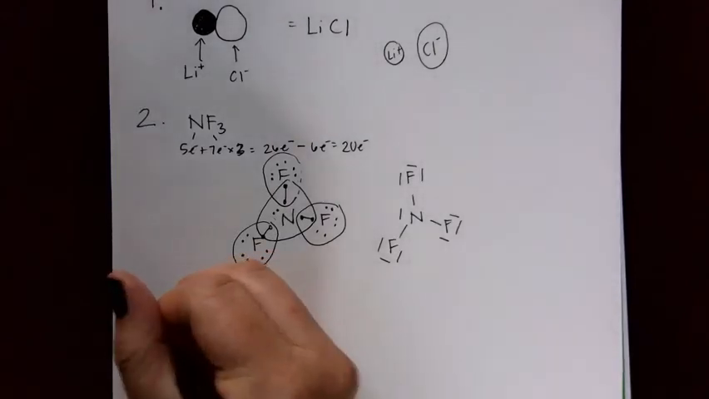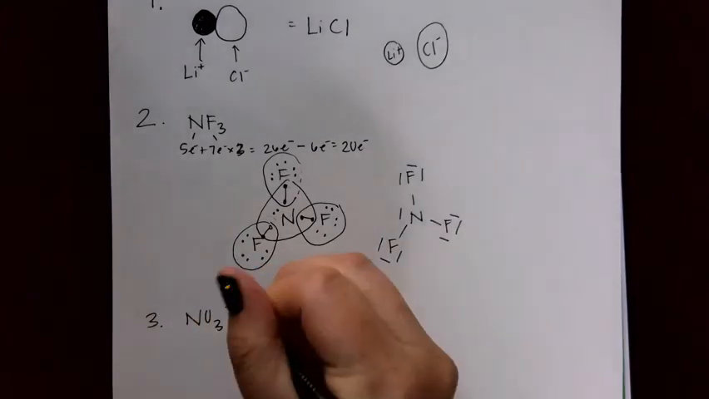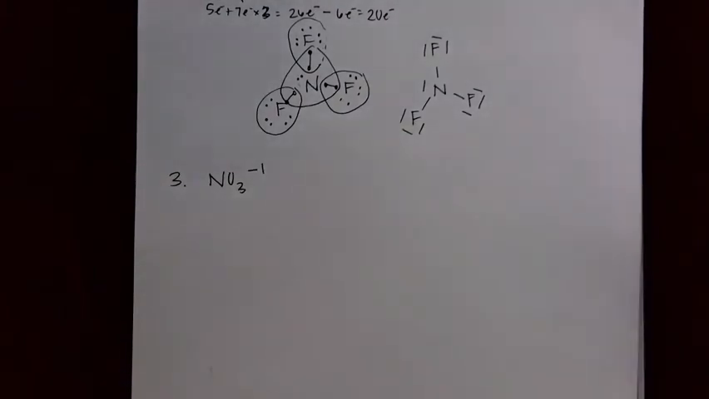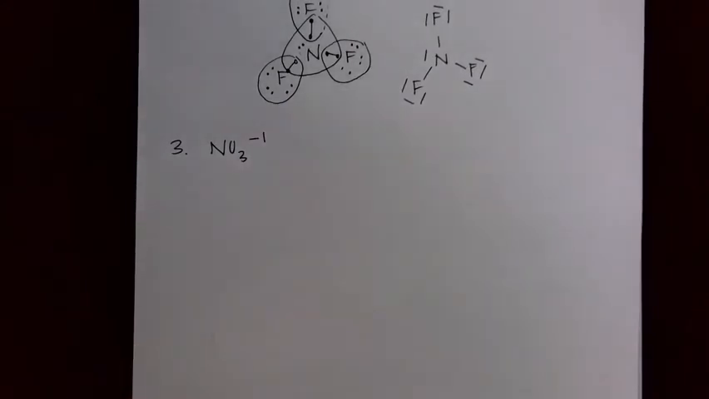Number 3 is the nitrate polyatomic ion. If you remember, our polyatomic ions are covalently bonded clusters of atoms that have a permanent charge on them. So we'll do the same thing for NO3 and see how you do with that.